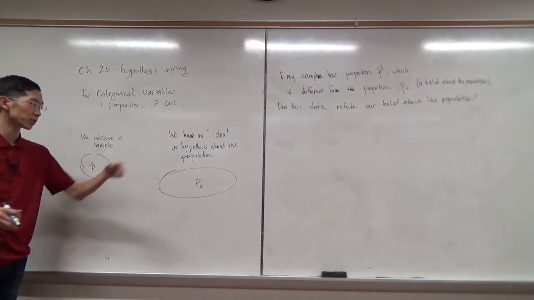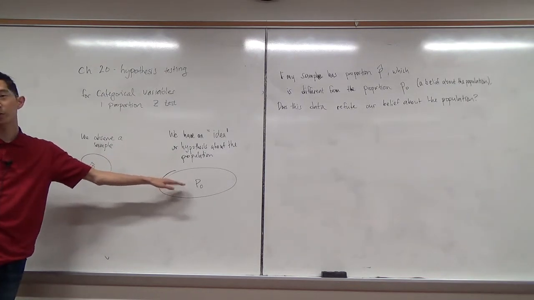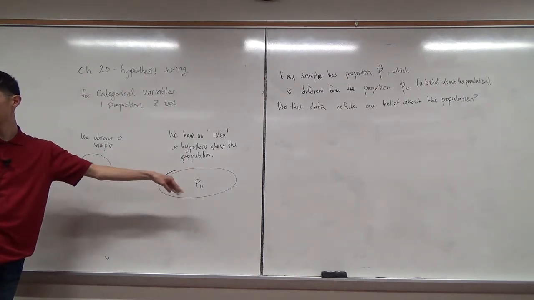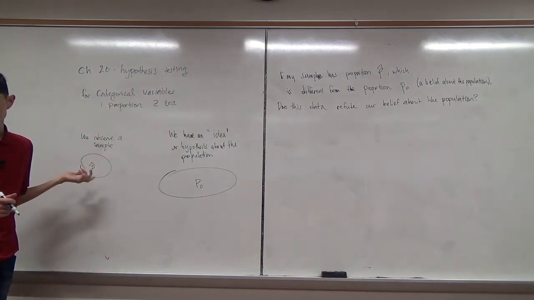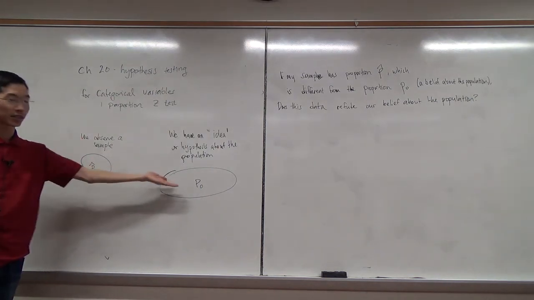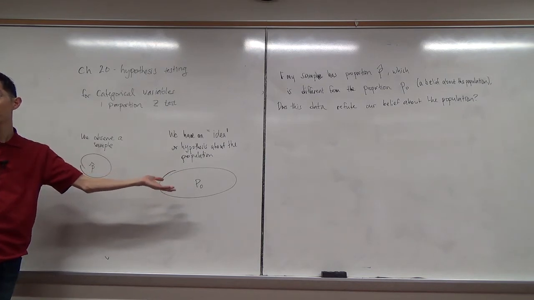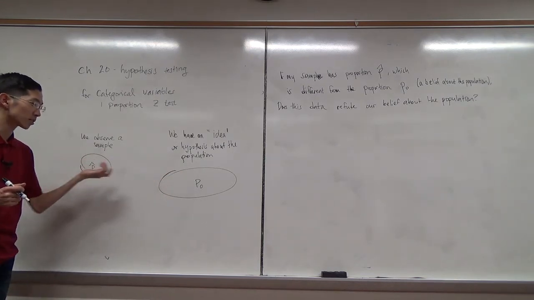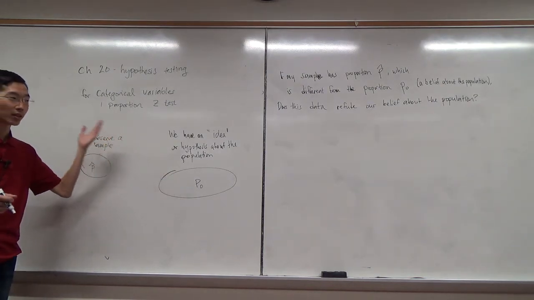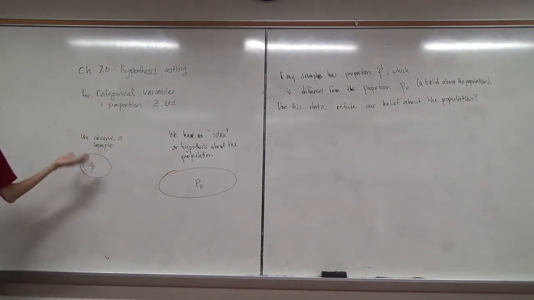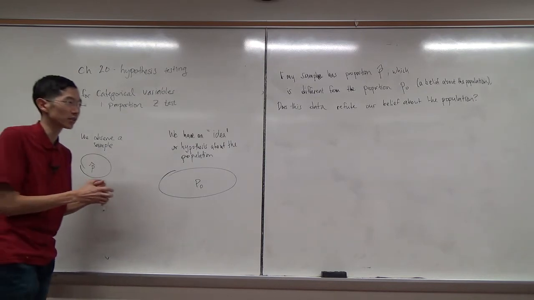We say, we think the population has some proportion p0, but we can't observe the population directly, so we take a sample. The sample has some proportion p hat. P hat is not exactly the same as p0, so does that contradict our statement? Or is it possible that this is actually true and that my sample is just a result of random chance? So here's a simple example.